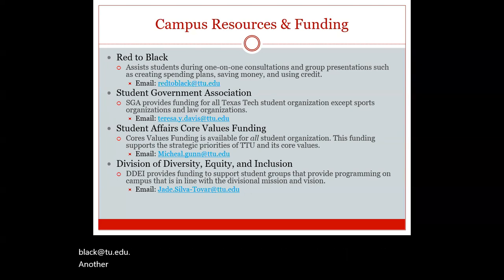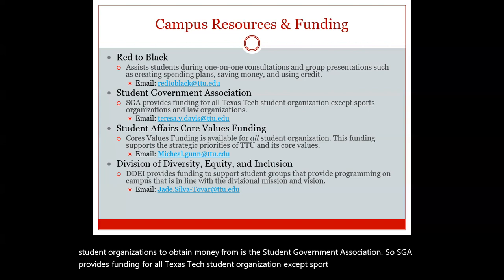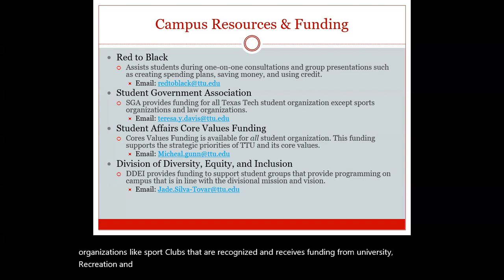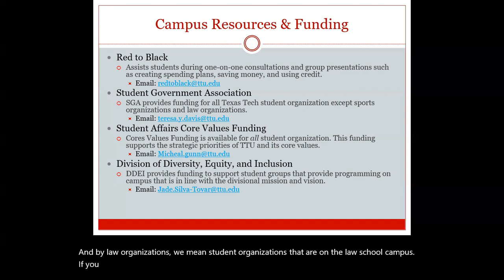Another resource on campus, which is the most commonly known resource for student organizations to obtain money from, is the Student Government Association. SGA provides funding for all Texas Tech student organizations, except sports organizations like sport clubs that are recognized and receive funding from University Recreation, and law organizations. By law organizations, we mean student organizations that are on the law school campus. If you have questions pertaining to SGA funding, I encourage you to reach out to Teresa Davis. Teresa's email is on the screen right here.